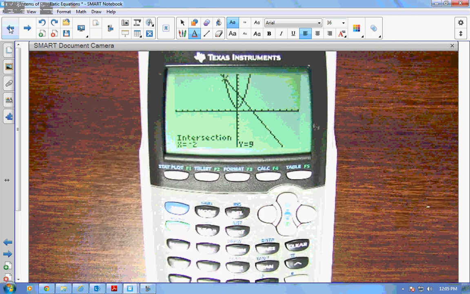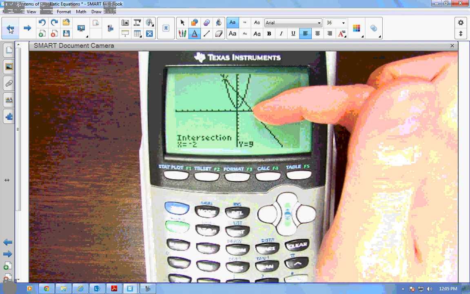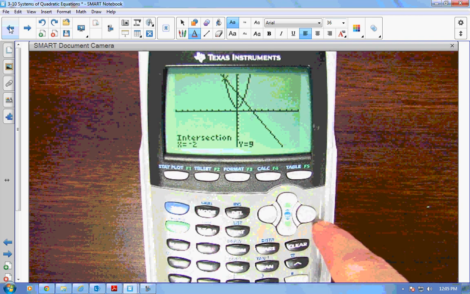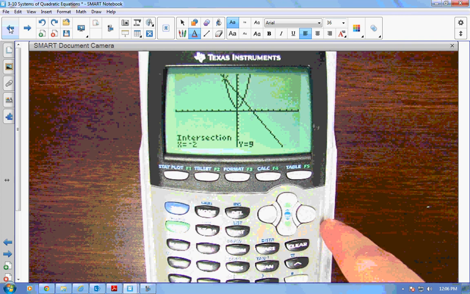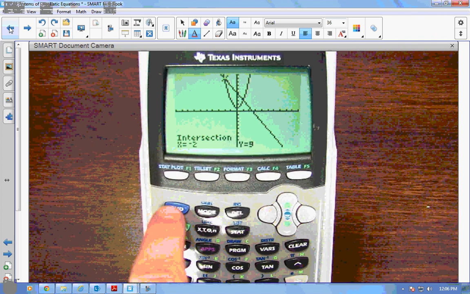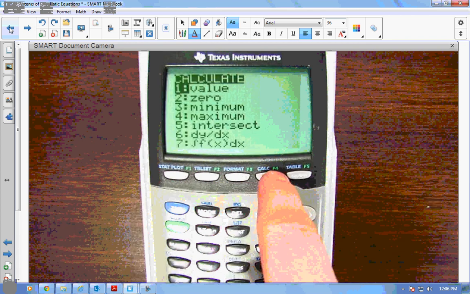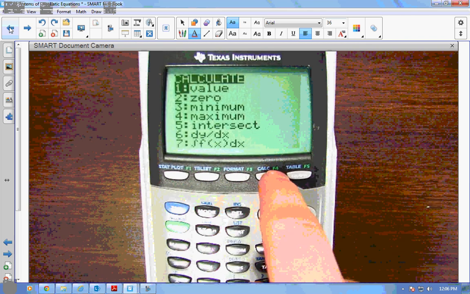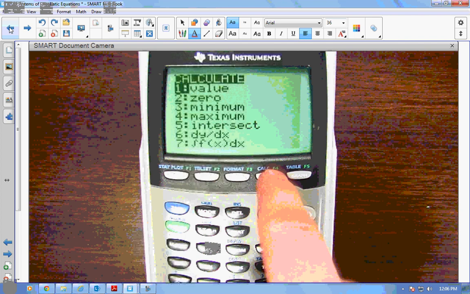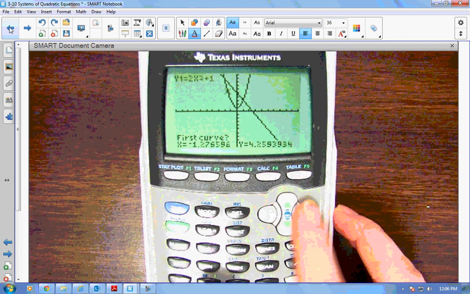Because they cross twice. There are 2 intersections. So we need to do this bottom intersection on the right-hand side now. What buttons do I push in order to get to that program? Count, but you have to go second trace. Okay, Noah, now what button do I push? Yeah, number 5. Now you move your arrow down to the right.